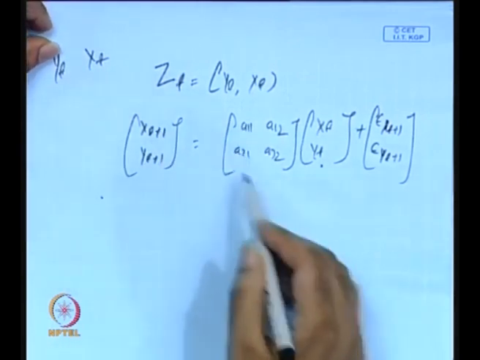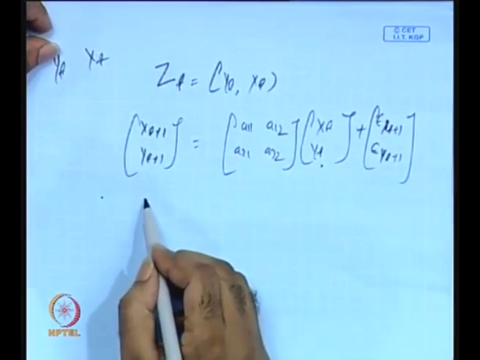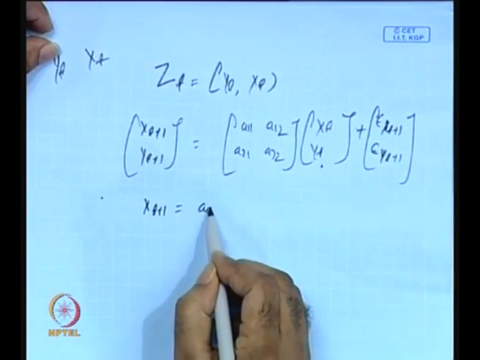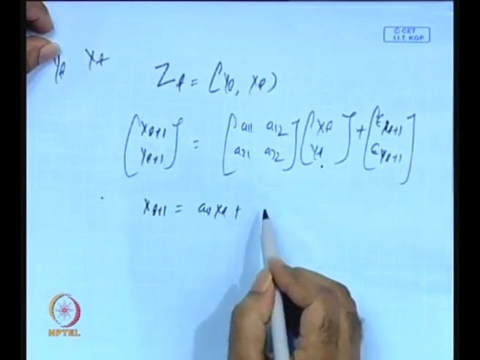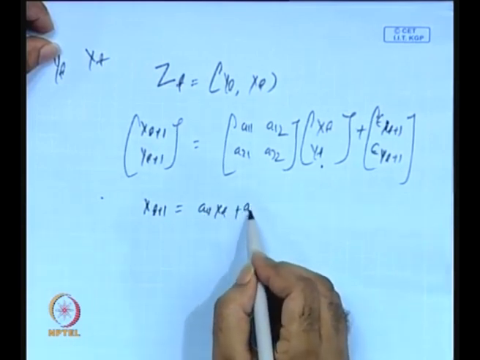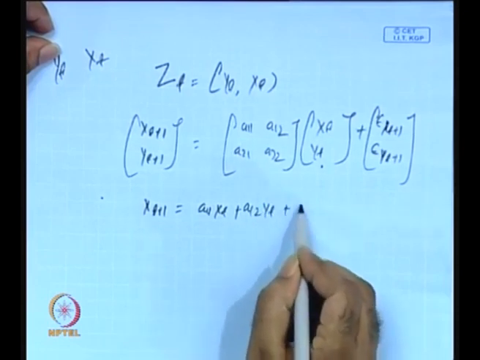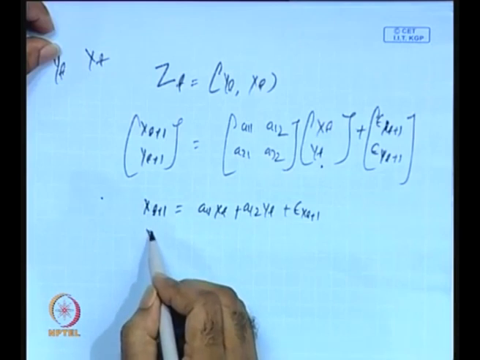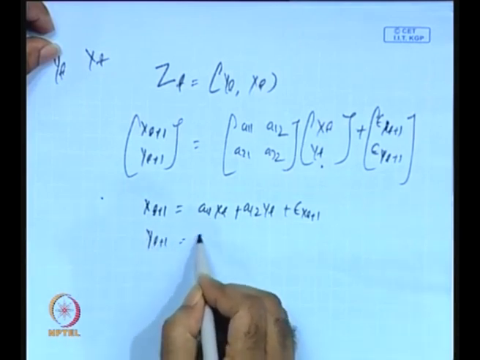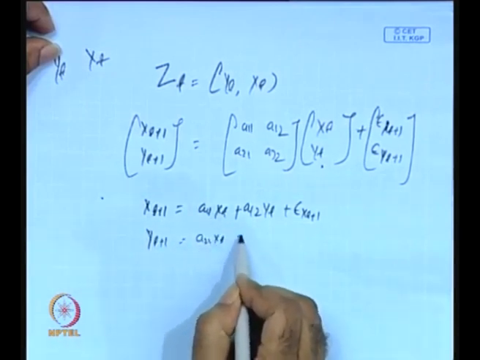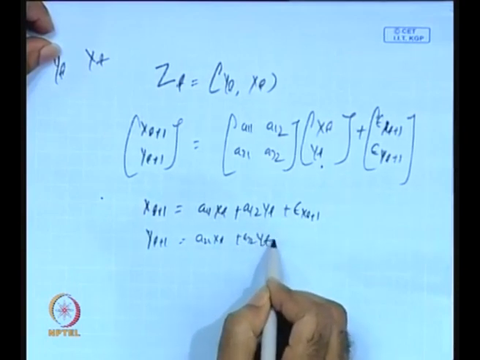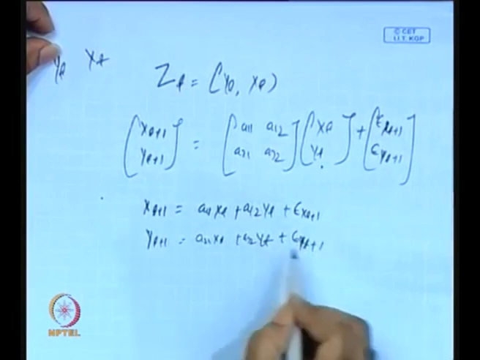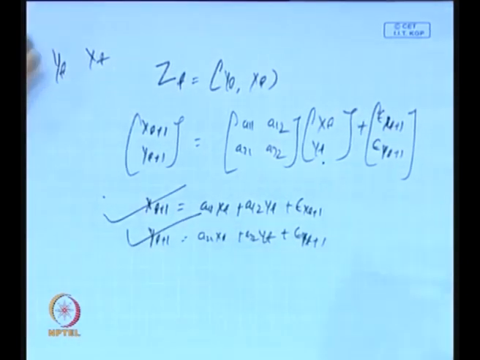So, if I put it in explicit format, then the equation can be written this way: x t plus 1 is equal to a 1 1 x t plus a 1 2 y t plus epsilon x t plus 1, okay, and then y t plus 1 is equal to a 2 1 x t plus a 2 2 y t plus epsilon y t plus 1, okay. This is how two different models can be represented.